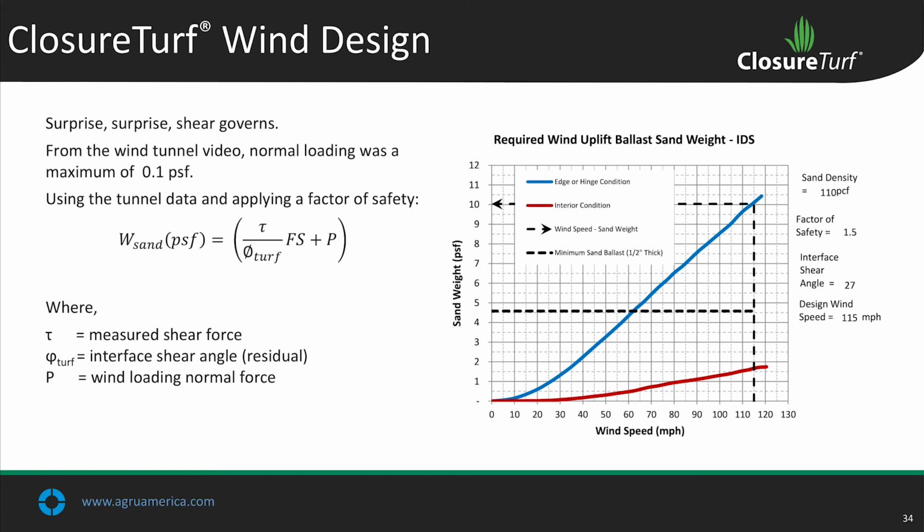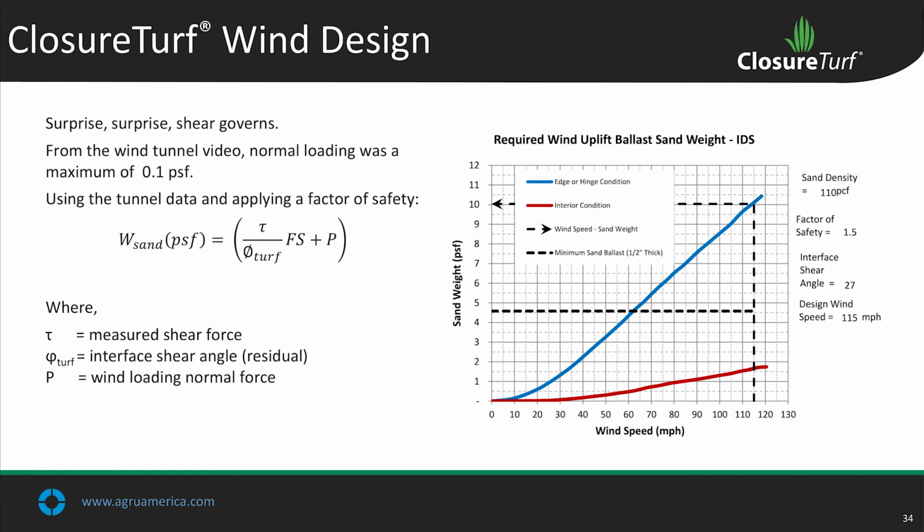But using that tunnel data and applying a factor of safety in this equation here, where tau is the measured shear force, D, turf, is the interface shear angle, residual, and then P is the wind loading normal force, which shows either positive or negative. And here's what we get. This is an edge or hinge condition, say at a top of slope to a side slope. Here's an interior condition across either top deck or one of the side slopes, middle of the side slopes.